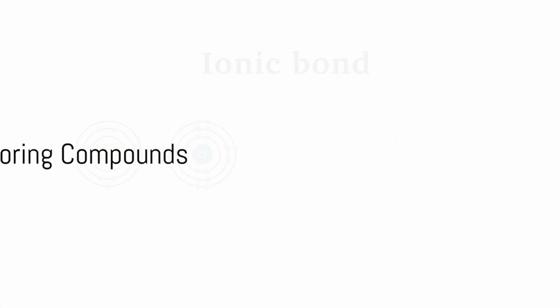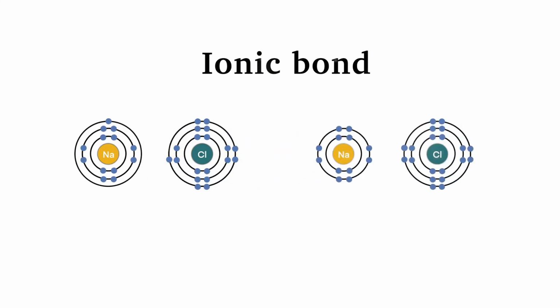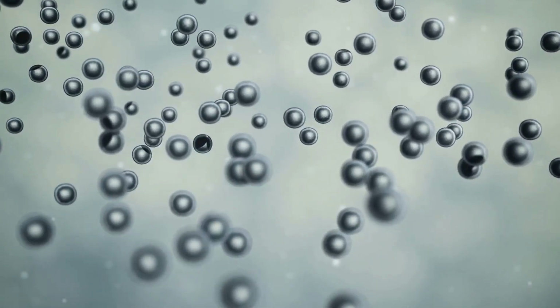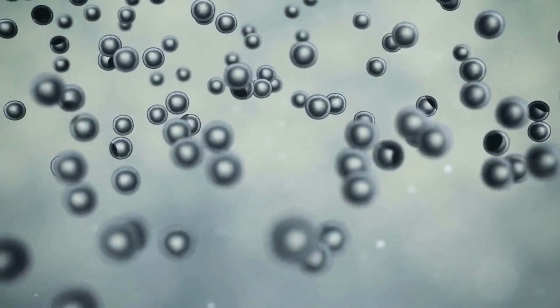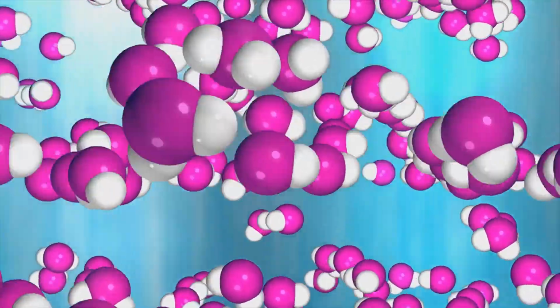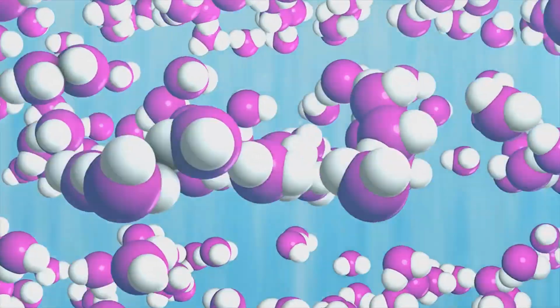Now, on to compounds. A compound is a substance formed when two or more chemical elements are chemically bonded together. The type of bond keeping the atoms in a compound together could be covalent, ionic, or metallic. Take water, for instance. It's a compound formed by the chemical bonding of two hydrogen atoms and one oxygen atom.